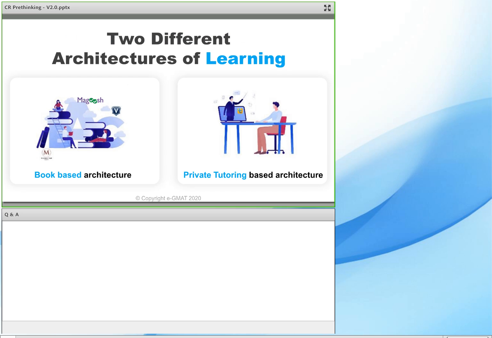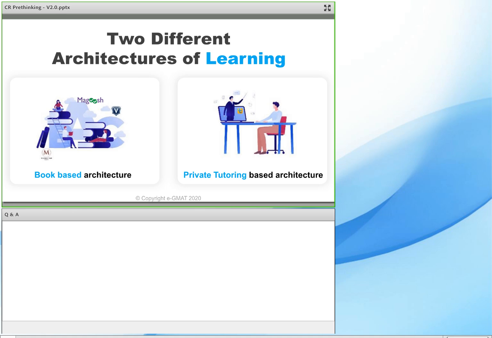Okay, so one thing for those of you who've researched e-GMAT, you would have found that e-GMAT has thousands of reviews. Most of the prep companies don't. How is it that one company gets so many more reviews than another? The core difference is what we aspire to be. When you think about architectures of learning, there are two that exist today. One is what we call the book-based architecture, or think of it as low feedback architecture, and the other is a private tutoring-based architecture.